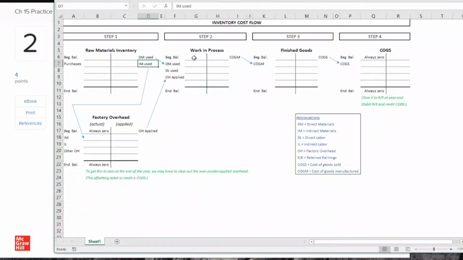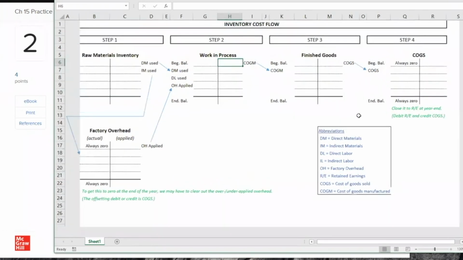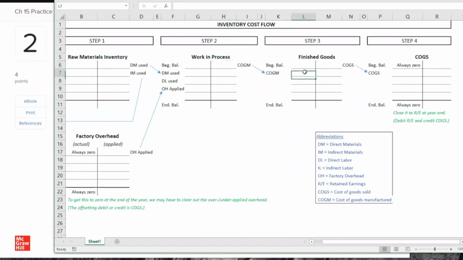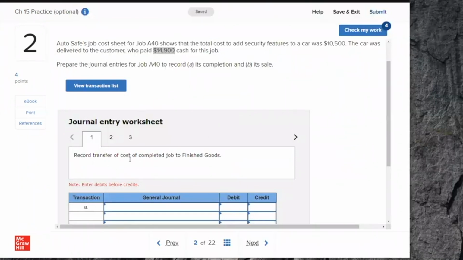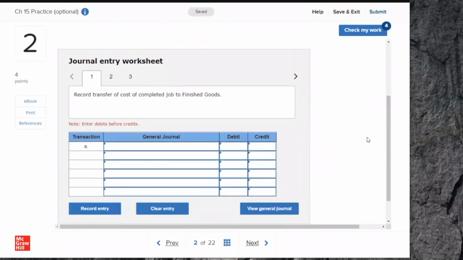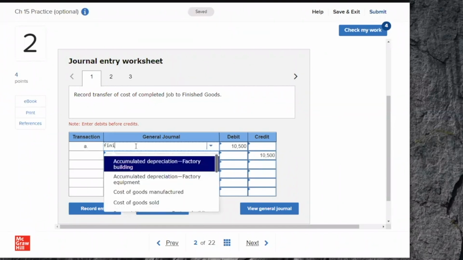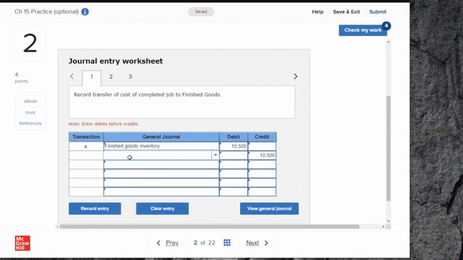When it's in work in process, we're working on it, right? But then when we complete it, we debit finished goods and credit work in process. We take it out of work in process, put it into finished goods. Let's debit that, credit that. So record the transfer to finished goods. And what were the costs? $10,500. Don't worry about what we sold it for yet. We haven't sold it yet. Right now, we're just transferring the cost into debit finished goods out of work in process.